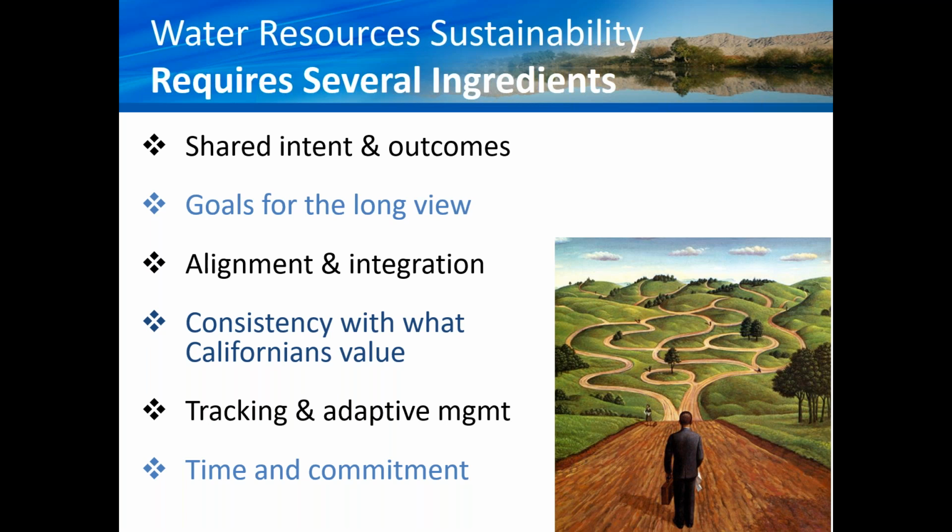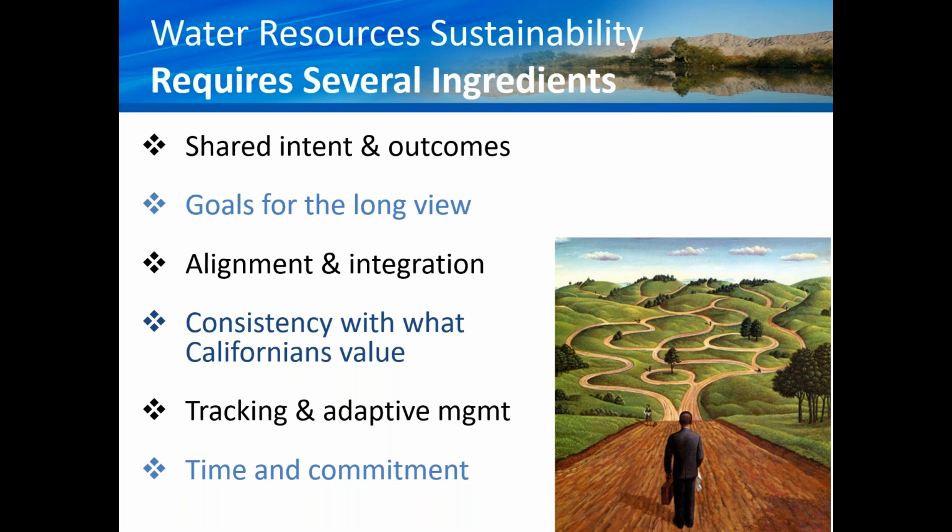Goals for the long view, we kind of talked about that, and that's certainly front and center in Governor Newsom's executive order, and it has been front and center with the water plan for going on 2 decades. Alignment and integration, we have to be pushing and pulling in the same direction as state agencies and local agencies and what have you. We need to make sure that we track things back and base our decisions on things that Californians care about, and put a pin in that because we're going to talk about that additionally in a more specific way.